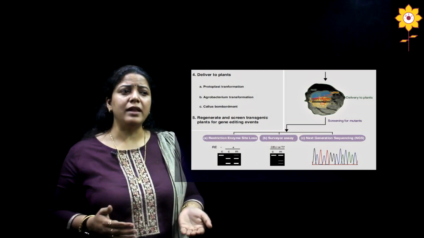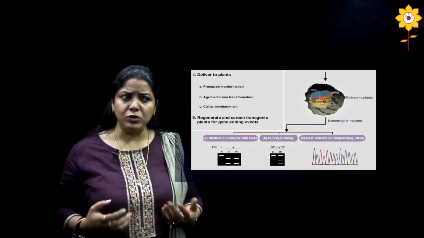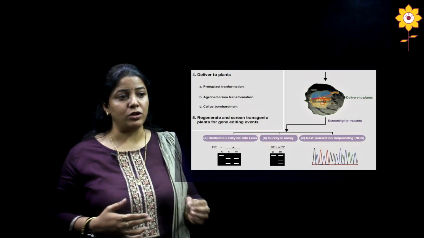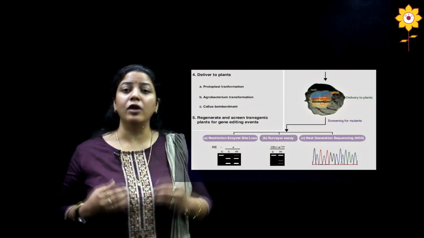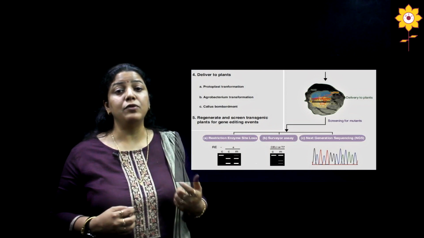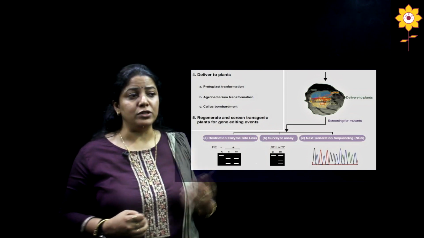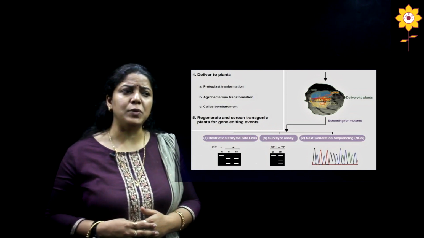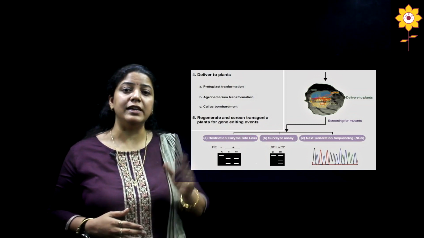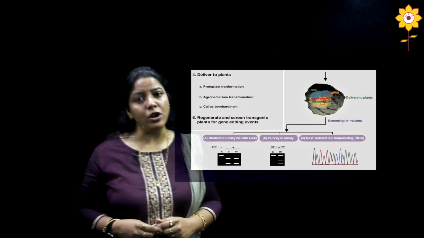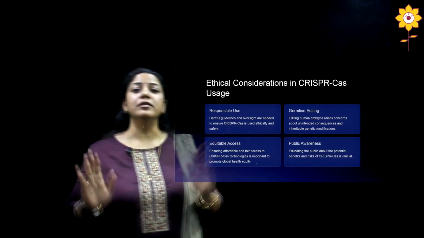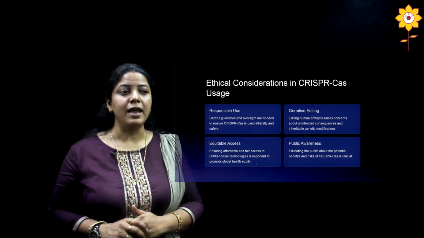Once that has been done, you have to regenerate it into the plant and also check whether the transgenesis has occurred or not. You can have different types of selector proteins incorporated in the assembly, which will help you in screening the mutants. Or you can just go for next generation sequencing to check whether the mutation or modification that you needed in the genome has been incorporated or not. So this is how the entire process of CRISPR-Cas9 can happen.